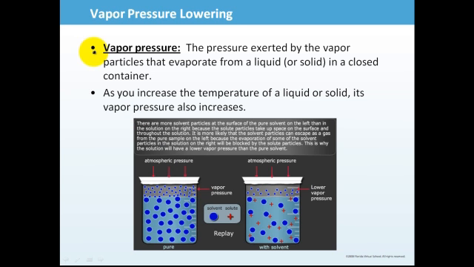We have to first define vapor pressure. Vapor pressure is simply the pressure exerted by the vapor particles that evaporate from a liquid, typically, or it could be a solid, in a closed container. If you look down here on the bottom, you can see we've got a picture. On the left side, we have the pure solvent, whatever it may be. Your solvent can be anything, it doesn't matter.